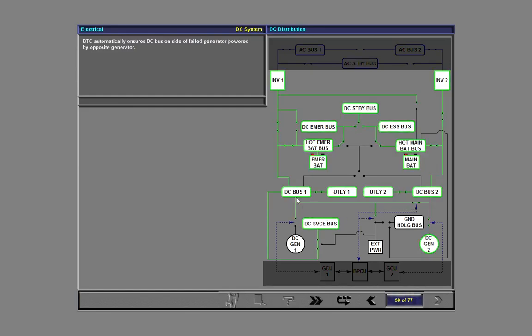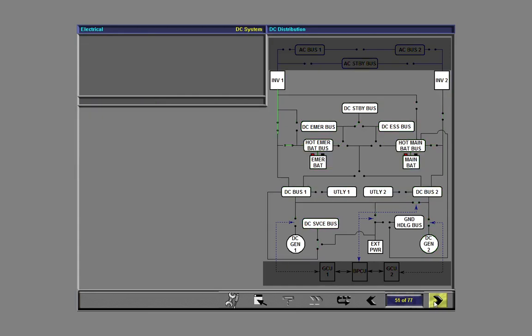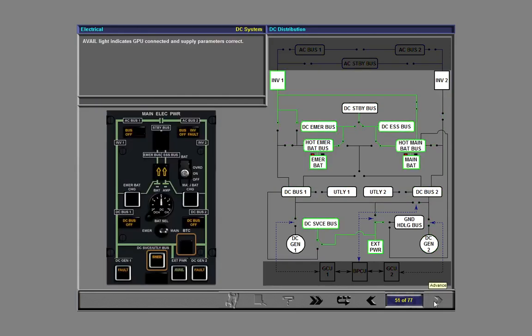The BTC automatically ensures that the DC bus on the side of the failed generator is powered by the opposite generator. What indication is shown in the BTC push button when the contactor is closed? The illuminated avail light in the external power push button indicates that the GPU is connected and that the electrical supply parameters are correct. Now, power the system with external power.